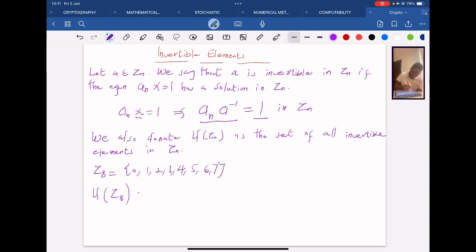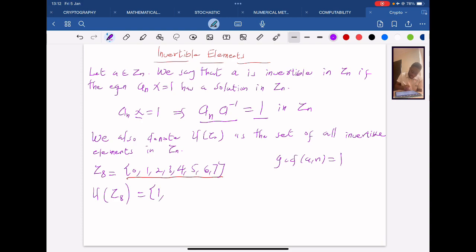Now, this will be equal to, remember, when we said the GCD of A and N is equal to 1, we call them co-prime. So now, with the elements listed here, for instance, if we pick 0, is 0 co-prime to 8? No, because the GCD of 0 and 8 is not 1. Now, how about 1 and 8? Yes, because the GCD of 1 and 8 is 1.